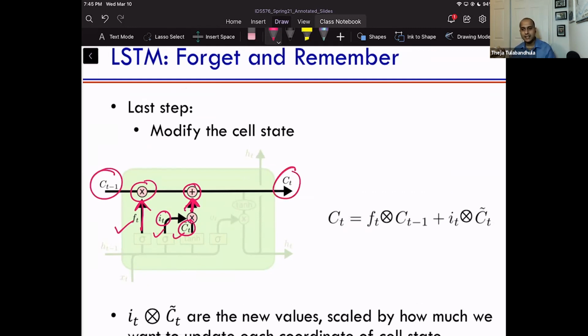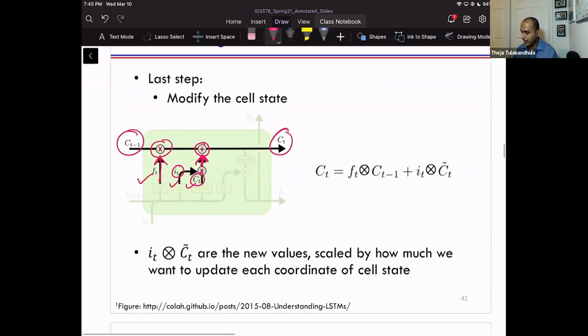Everything else is just trying to account for how I get a hidden vector output as well from here, and we'll see how to do that in a second. So these are the two steps, forgetting and remembering. Now let's focus on output.